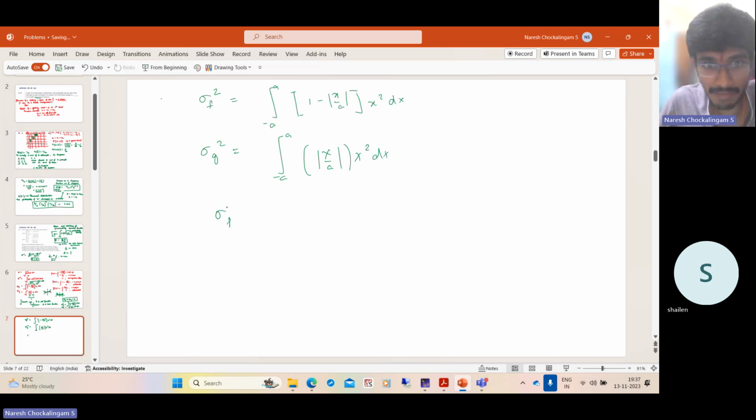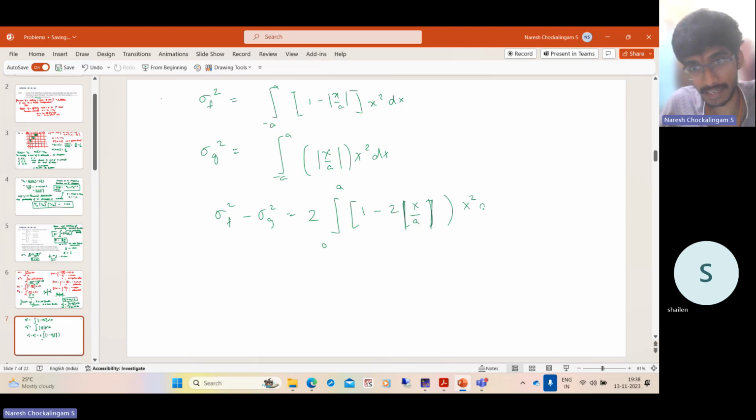So what is the difference, sigma f square minus sigma g square? It is the integral from minus a to a, so I can replace it as 2 times the integral from 0 to a of 1 minus 2 mod x by a, times x square dx.